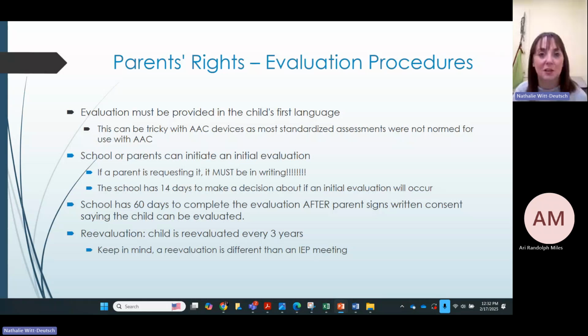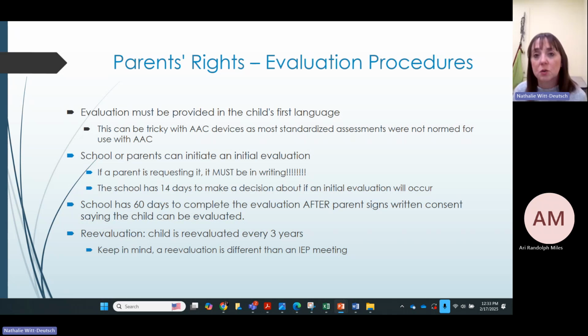And then the school has 14 days to make a decision about whether an evaluation will occur. So they'll review everything that you've stated and say yes or no, we'll move forward with an initial evaluation. And then after you sign written consent saying that your child can be evaluated, they have 60 school days to complete that evaluation. Many schools will probably not take that long because that's a very long process, especially since schools have so many days off with regards to holidays, teacher institute, report card pickup, things of that nature. They want to make sure that they're getting these evaluations done as quickly as possible.